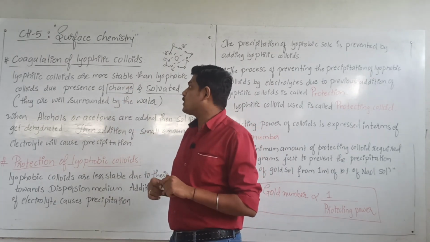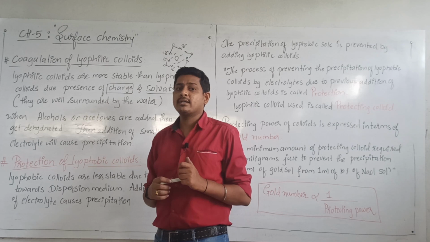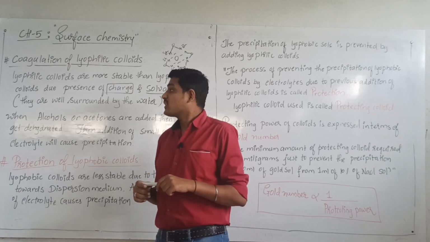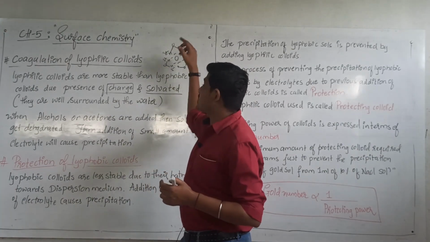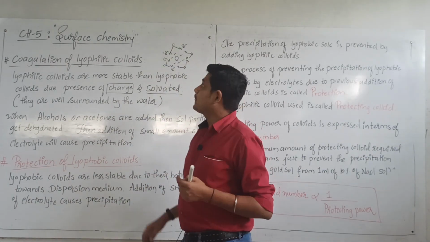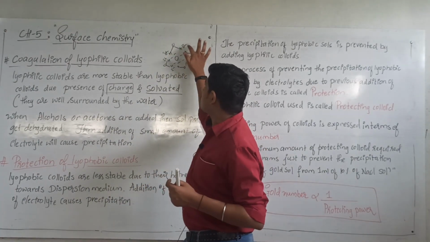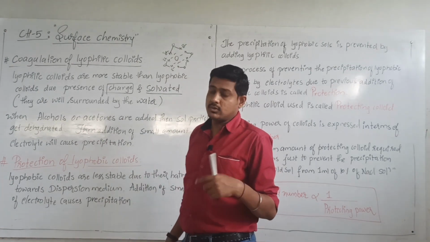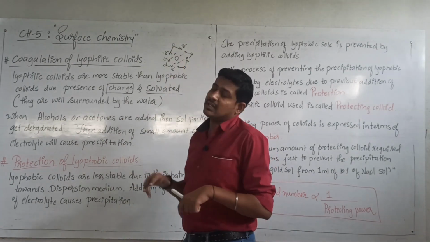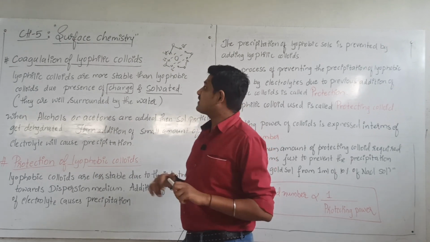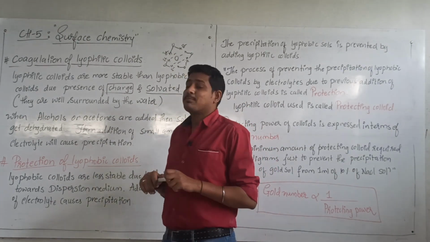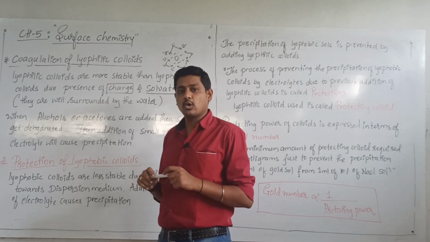And we know the definition of lyophilic colloids. What are lyophilic colloids? Lyo means liquid, philic means liquid loving. So if your liquid is water, or hydrophilic, then these colloidal particles are attracted by these water molecules. So it's just like a protecting layer is formed around the lyophilic colloidal particles. Therefore, it is not easy to precipitate the lyophilic colloids.